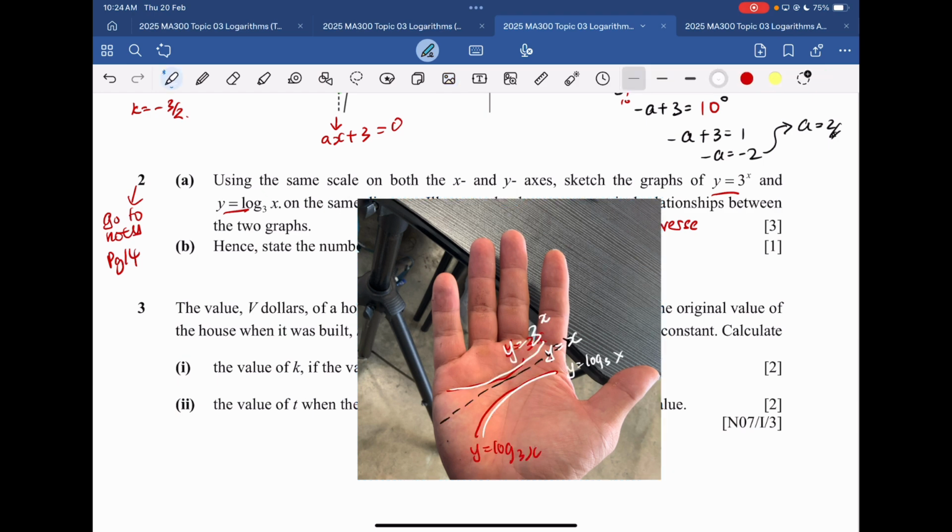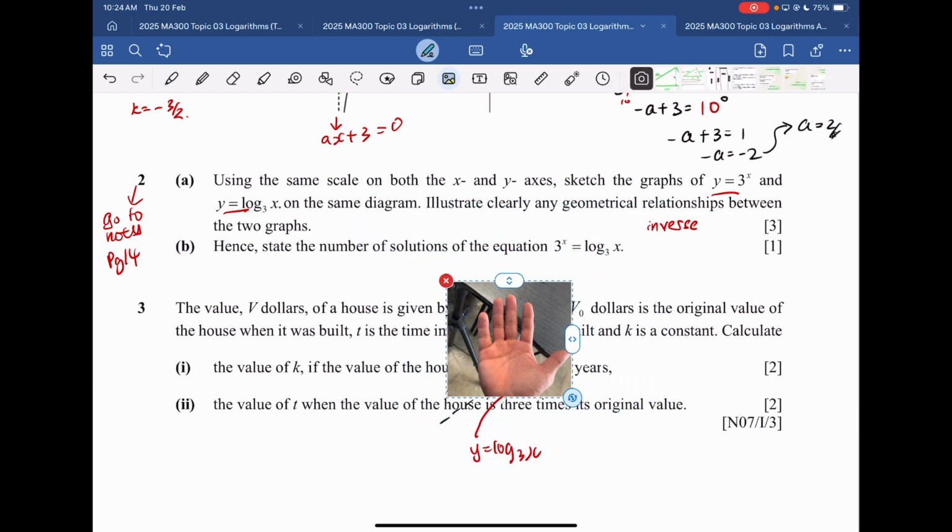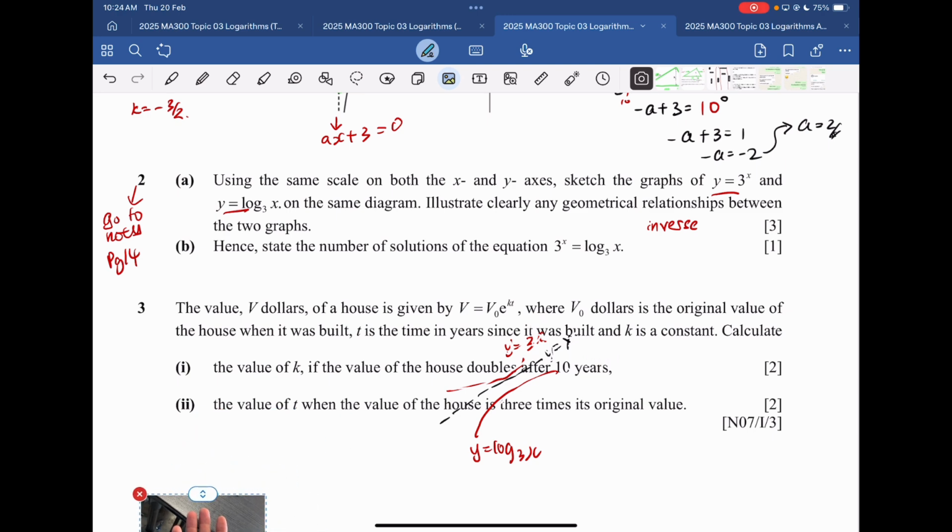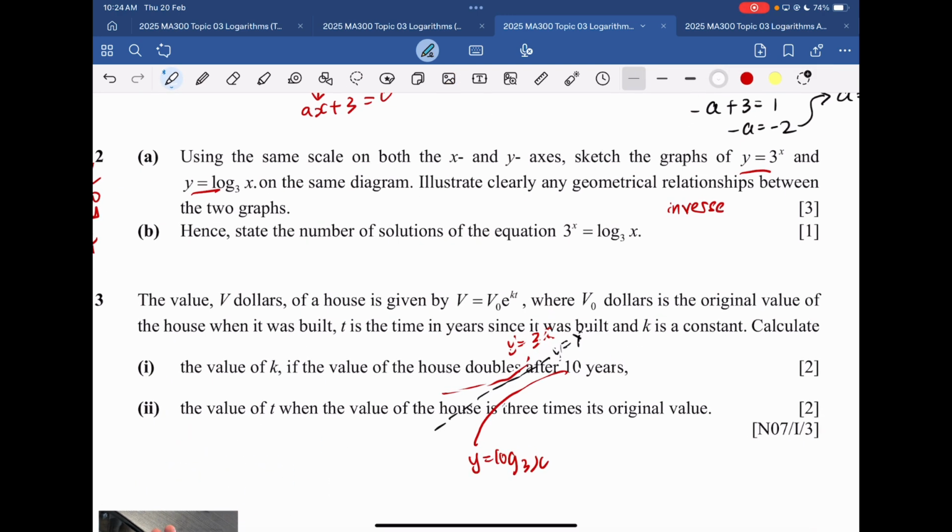Yes, you do need coordinates. Question by Pius: do I need coordinates? Yes, you need coordinates. Do I need asymptote? Yes, you need asymptote. You need asymptote, you need coordinates, you need shape. These are the 3 marks. Remember I was saying? Y intercept, very easy. 0, 1, 1, 0.